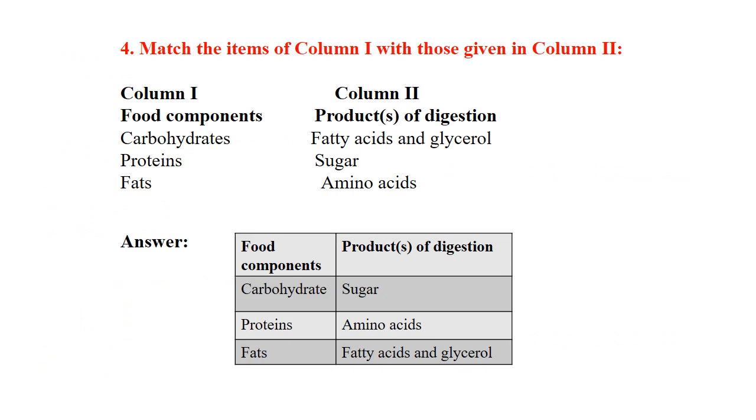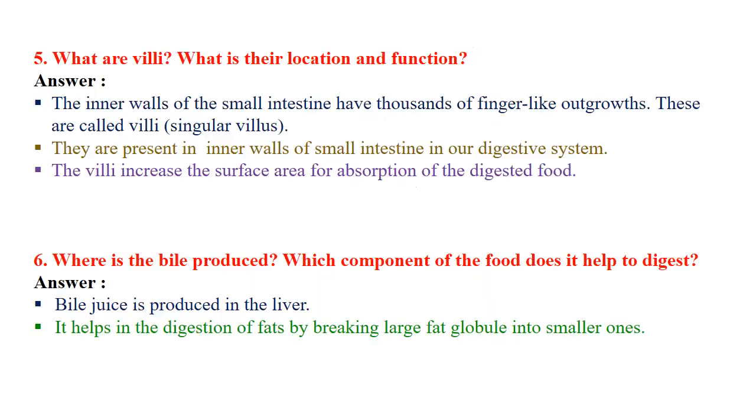Now match the following items, column 1 and column 2. Column 1 has food components and column 2 has products of digestion. The answer will be: the food component carbohydrates, the products of carbohydrates are sugars; proteins, the product of digestion is amino acids; and fats, having products like fatty acids and glycerol. Next comes the question answer.